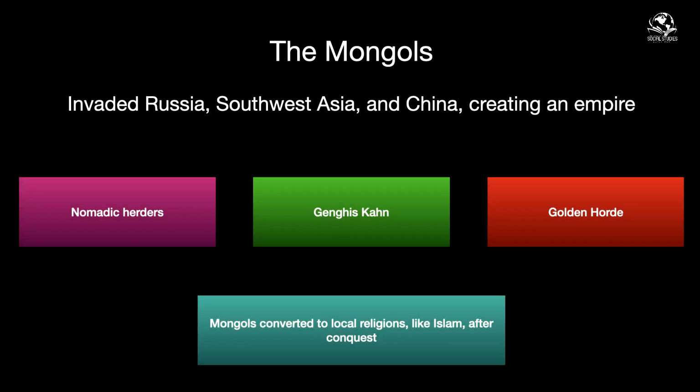So moving along to the Mongols. The Mongols have one of the largest empires in the world in terms of landmass, and they invaded Russia, Southwest Asia, and China, creating an empire. Additionally, they're not all warriors. They're nomadic herders. Horses are the most important part of their community. They ride horses from a very early age.